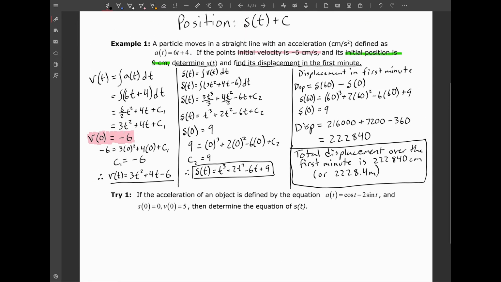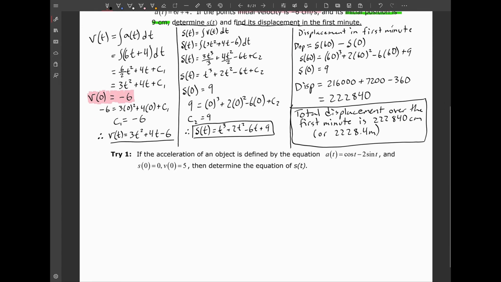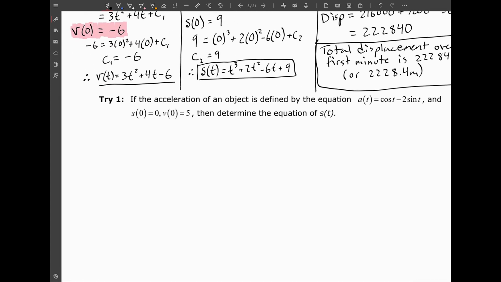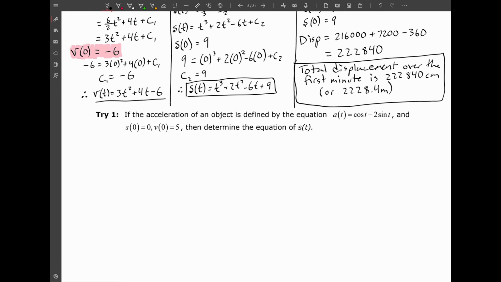It seems like a lot, but honestly, if you break it down step by step, it's all pretty simple. There's nothing really complex in there compared to what we've done in the past, at least. All right, let's look at try 1. Try it yourself, then you can come back and check my solution.